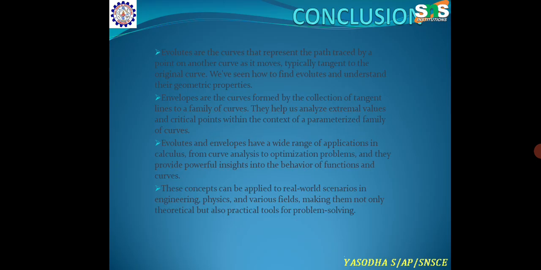So evolutes are the curves that represent the path traced by the center of curvature of another curve as it moves. We have discussed the evolutes. Envelopes are the curves formed by the collection of tangent lines to a family of curves. They help us analyze extremal values and critical points within the context of a parameterized family of curves.